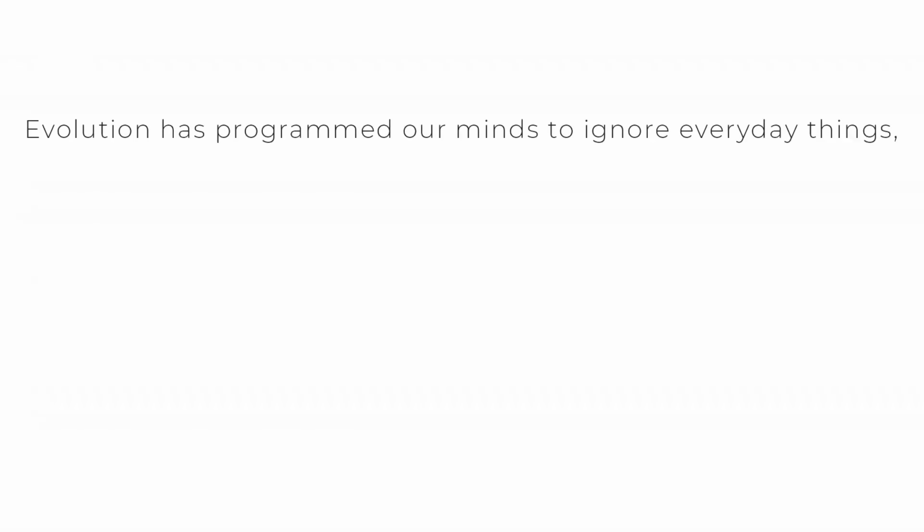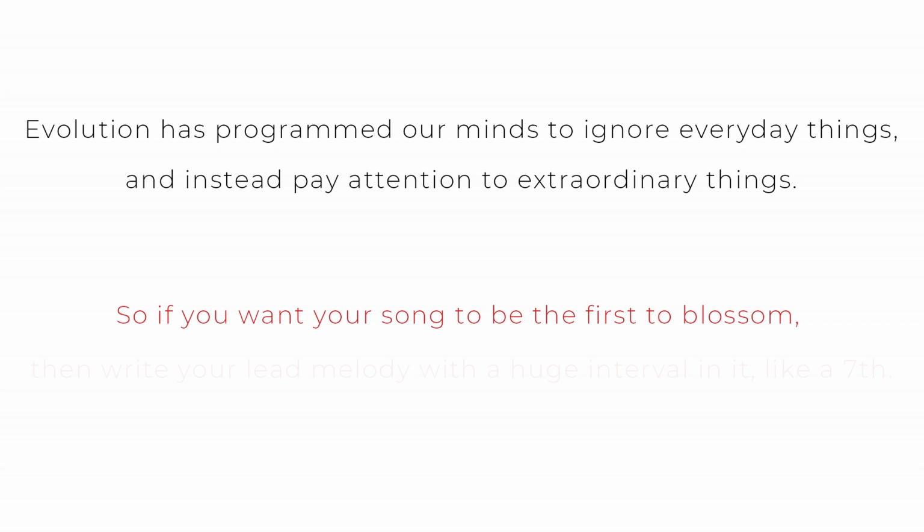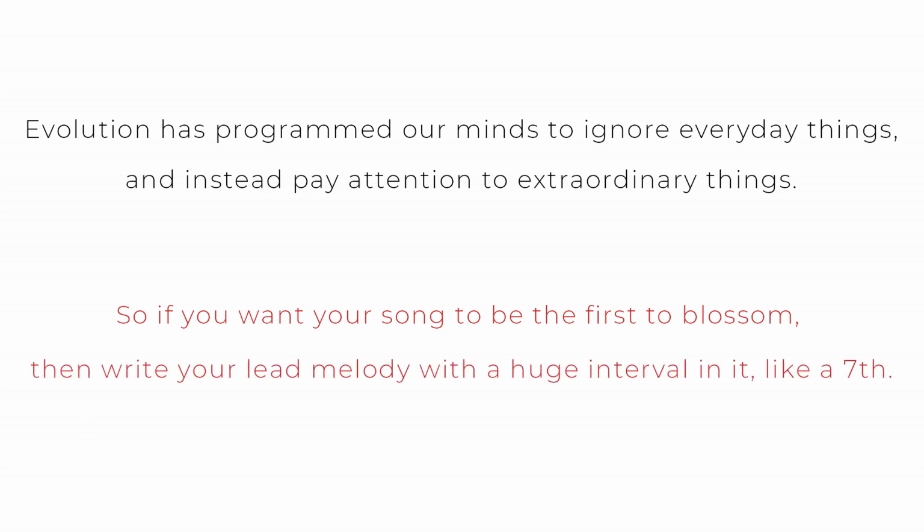Evolution has programmed our minds to ignore everyday things, like the trees on a road you walk down every day, and instead pay attention to extraordinary things, like the first tree on that road to eventually blossom. So if you want your song to be the first to blossom, then write your lead melody with a huge interval in it, like a 7th.